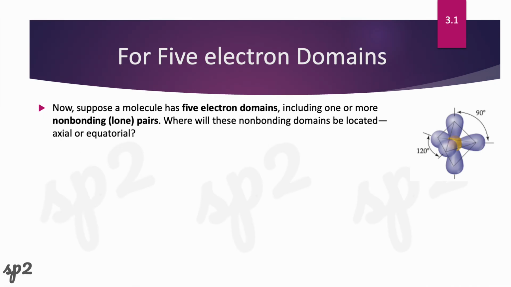Now suppose that you have a molecule that has 5 electron domains, including one or maybe more than one non-bonding pairs of electrons. Now the question for you is, where do we need to put these non-bonding electrons? Do we need to put them on the axial or on the equatorial? That's a very good question. So think about it for a moment.